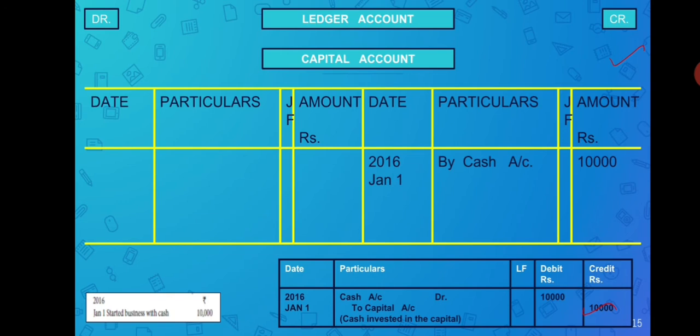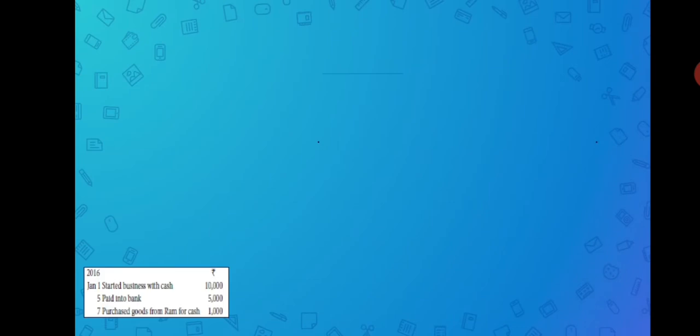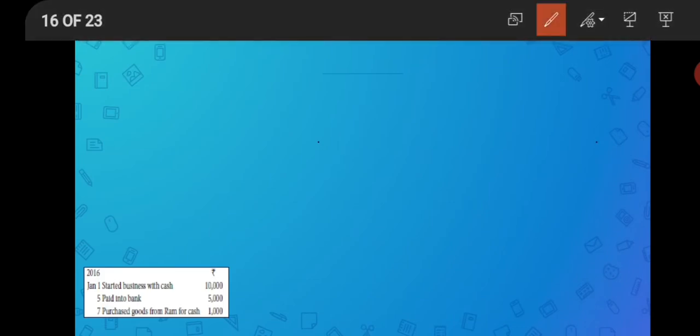In the first transaction we have opened 2 ledger accounts, and postings are done in both ledger accounts. Next, how to post the second transaction, we are going to see now. Second transaction, that is paid into bank. What is the amount? 5,000.